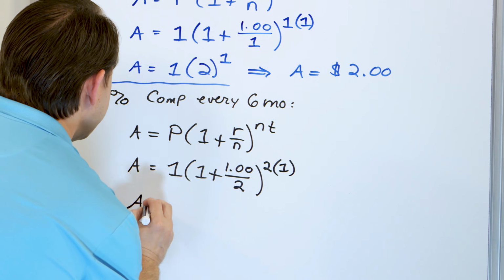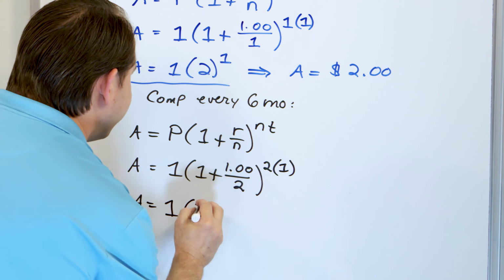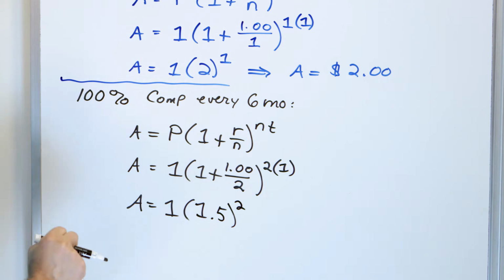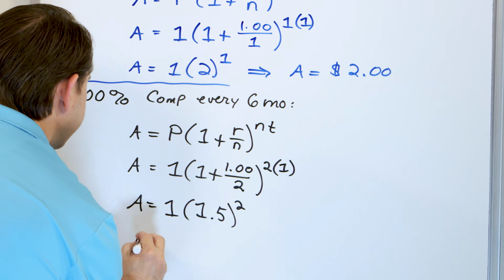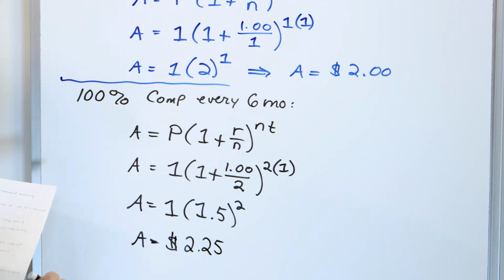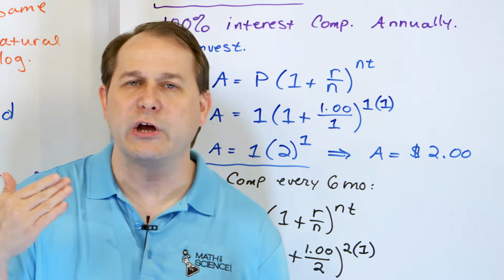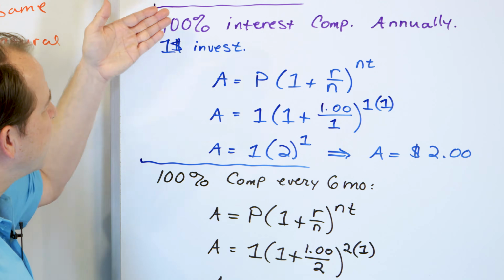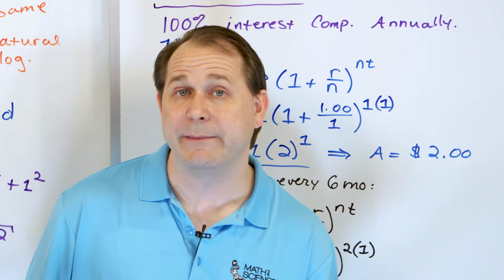So what I'm going to have is 1. This is going to be 1/2. 1 plus 1/2 is 1.5, raised to the power of 2. So if you do 1.5 squared and you multiply it by 1, what you're going to get is $2.25. So look, this is very important for you to understand before we go on. What's happening is if I tell you I'm going to double your money and I'm going to compound it only 1 time per year, you get exactly what you expect. I get double my money, right?